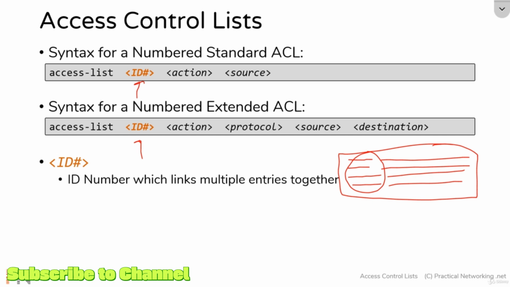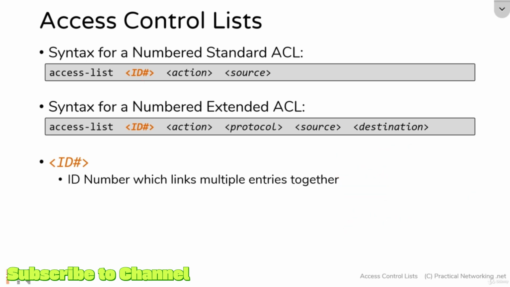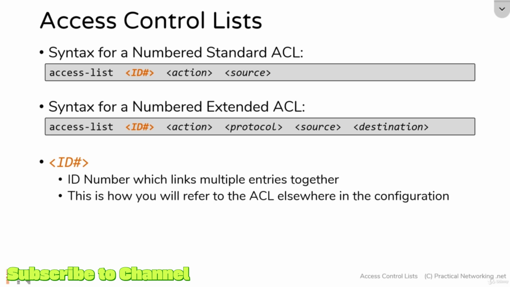In fact, sometimes each individual entry is referred to as an ACE. ACE stands for Access Control Entry, and a series of ACEs creates an access control list. That's somewhat archaic terminology, but you might see it in random documents online. Either way, that's what an ID number does. Now the ID number is also how you will refer to the access list later on in the configuration, when you apply the access list to a particular purpose.